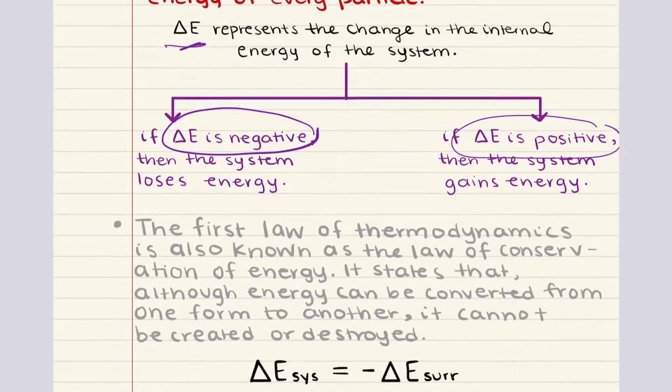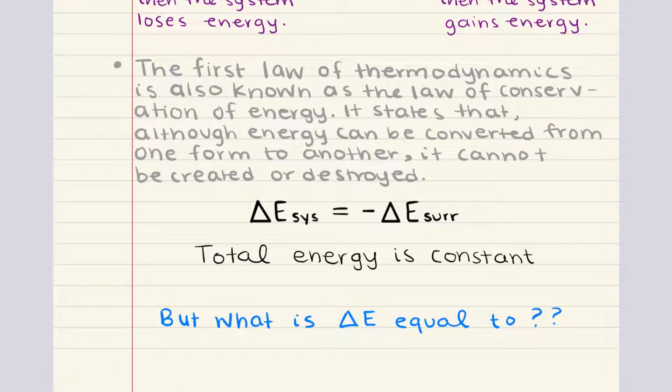Now we can reiterate the first law of thermodynamics. This first law is also known as the law of conservation of energy. And again, it states that although energy can be converted from one form to another, it cannot be created or destroyed. Therefore, the total energy of the universe remains constant. And so we can write that the change in the internal energy of the system is going to be equal to the negative change in internal energy of the surroundings. The total energy of the universe is constant. So any energy lost by the system must be gained by the surroundings and vice versa.